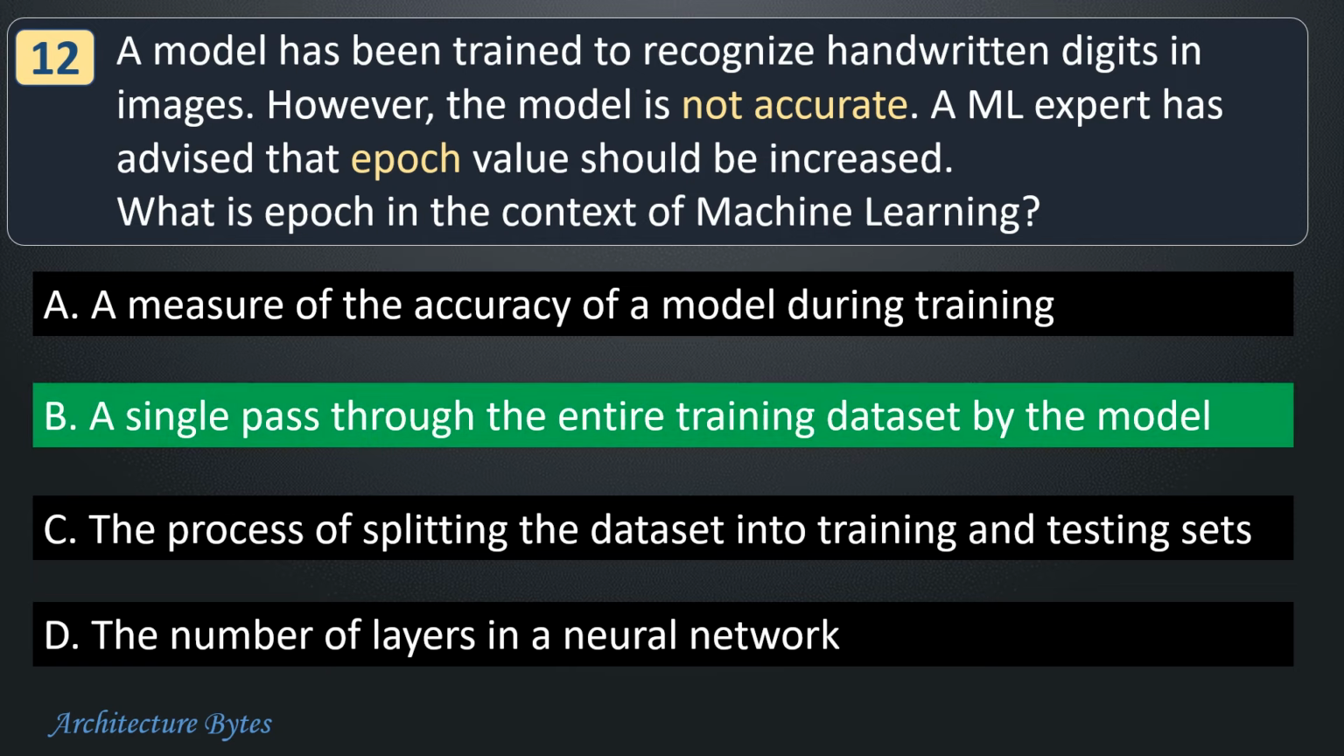Option B is the right answer here, a single pass through the entire training dataset by the model. During each epoch, the model processes all the data once, adjusting its parameters based on the loss or error calculated after each pass. Multiple epochs are typically used to iteratively improve the model's performance.